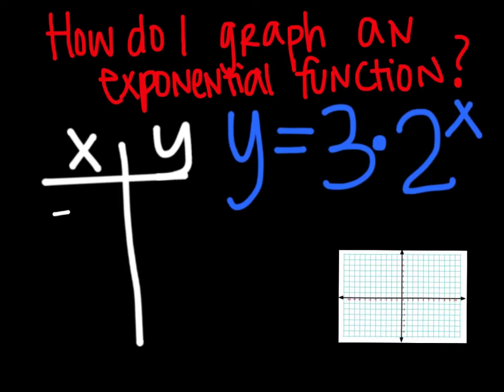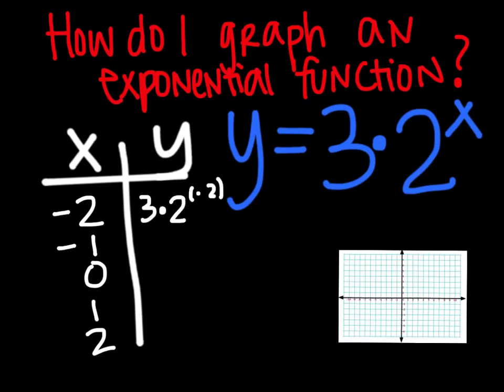You do need to have some negatives and some positives. Keep it simple. That's what I would recommend at least. So pick easy numbers to work with. And then you're going to evaluate this. So 3 times 2 to the negative 2 power. And that is 3 times 1 over 2 squared. And when you simplify that out, you will get an answer of 3/4.